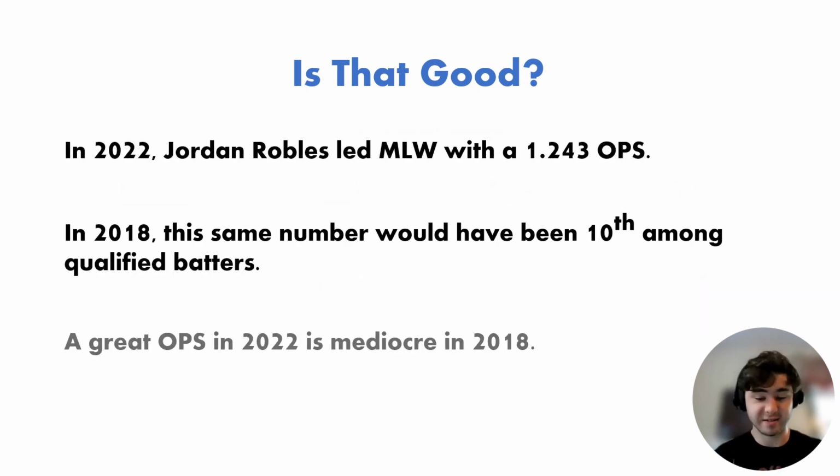There's also context. In 2022, Jordan Robles was the MLW leader. He had a 1243 OPS. That's a great number. But in 2018, if he had a 1243 OPS, he would have been 10th among all batters in the league. So what was a great OPS in 2022 was mediocre in 2018. So how do we tell if an OPS is actually good?